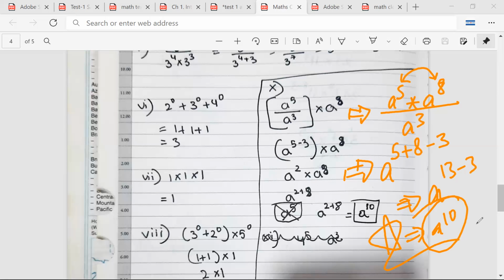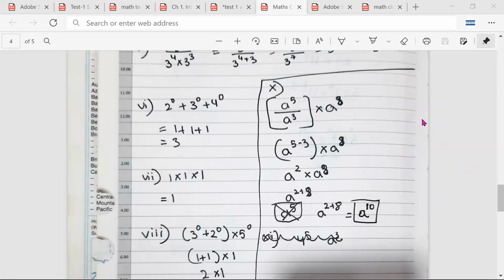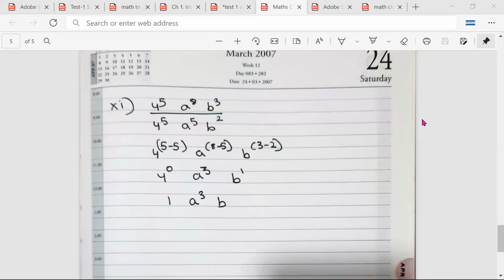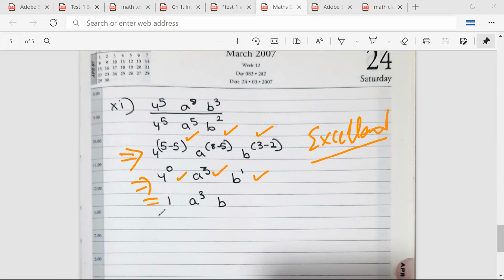No, sir. Basically, when you are doing these questions, just remember the 3 basic laws of exponents that we had done in the beginning of the lecture. Once you are clear about those basic laws, you don't face any difficulty. So for example, this is the perfect solution. Shabash, very nice. Excellent. Very nice. And finally, this will be equal to a cube b.